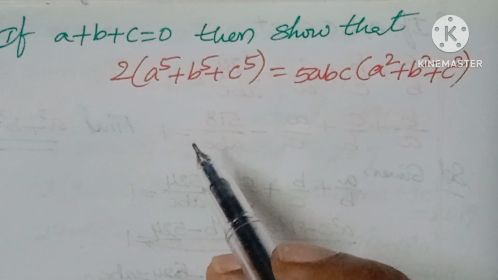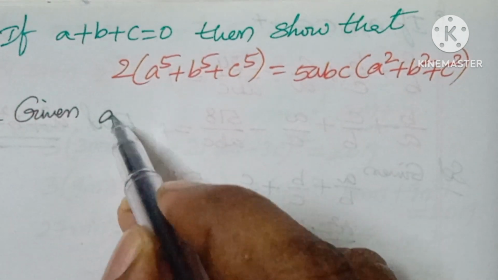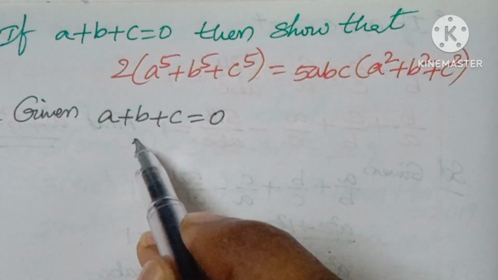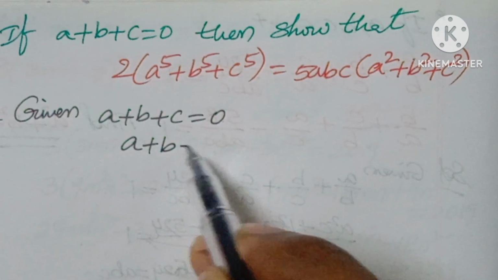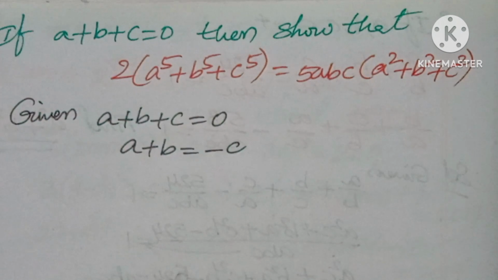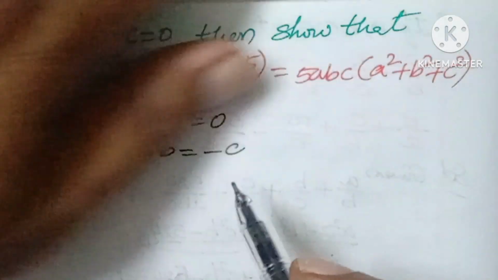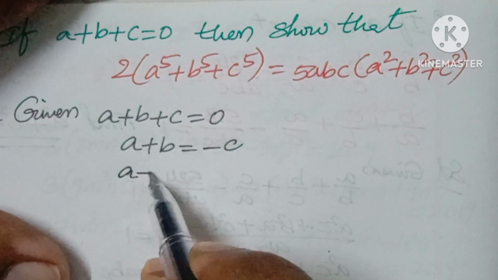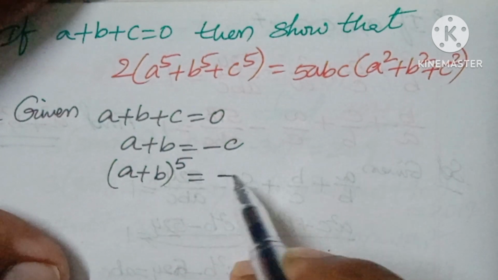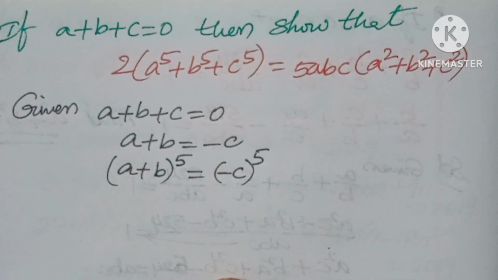So here, how to solve this problem? First of all, what is given? a plus b plus c is equal to 0. Already we know that a plus b will be equal to minus c. Raising to the power of 5, a plus b whole to the power of 5 is equal to minus c to the power of 5.